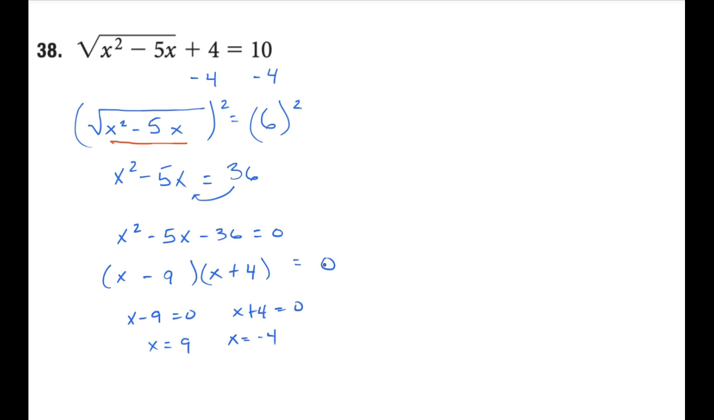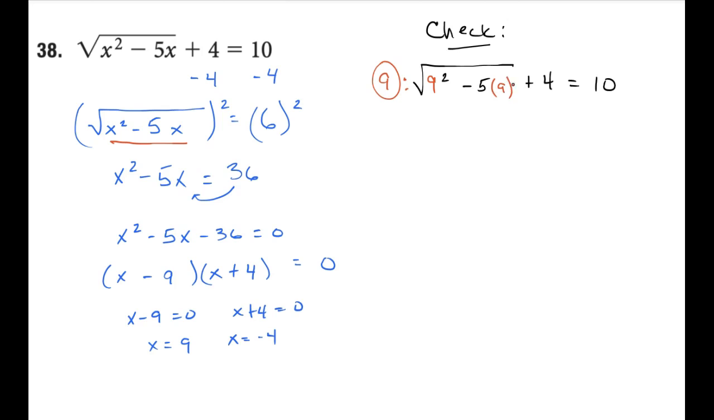Okay, and so if you check this, I am going to show you the check on this one because I want you to really be practicing checking, because here's where you're going to start seeing some things that don't check out. Let's try the 9 first. All right, so we're going to have a square root plus 4 equals 10, and I'm going to replace every x with a 9. Okay, so minus 5 times 9. So I put 9 in everywhere there was an x.